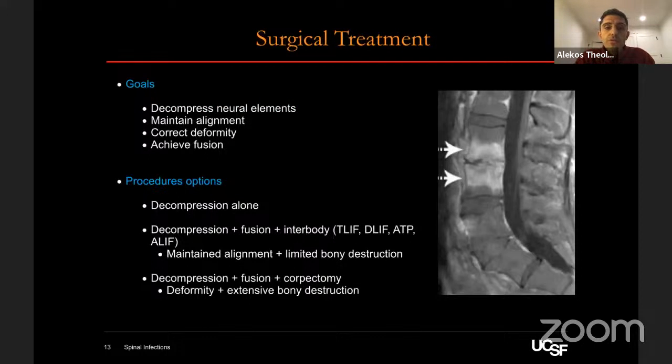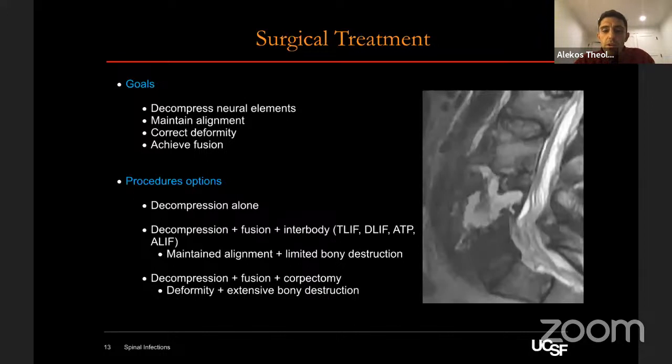Surgical treatment, the goals are to decompress the neural elements, maintain alignment, correct the deformity, and achieve fusion. The procedure options are quite numerous. I think decompression alone is a reasonable thing to consider if there's no instability. That being said, there are some cases where that may not be appropriate. If there is associated bony destruction or any potential clinical signs of instability, then decompressing and fusing with an interbody support and debridement of the disc space would be indicated. That can be accomplished through a variety of approaches as listed there.